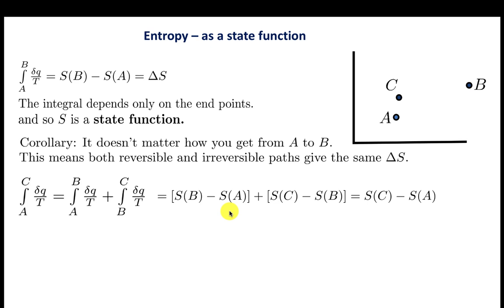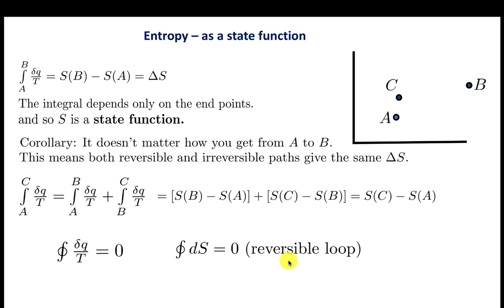Okay, now let's see what that means mathematically. So this first integral is SB minus SA. The second integral is SC minus SB. So what's at the top minus what's at the bottom? Same here. Add them up. And of course, that's SC minus SA. This is very nice because, look, if I take C equal to A, then these cancel. In other words, the integral around any closed loop in thermodynamic space is equal to zero. Or to be more precise, in a reversible loop, the integral of dS is zero.